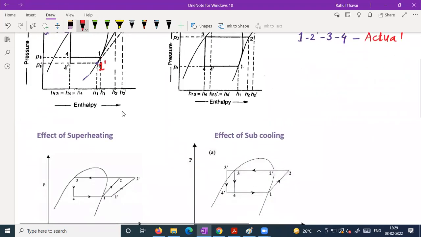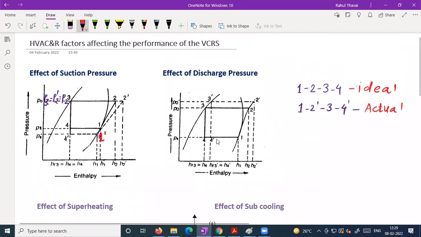See, by doing this, what happens? Initially the refrigeration effect was H1 minus H4. What was the initial refrigeration effect? Initially the refrigeration effect was H1 minus H4. This was the initial refrigeration effect.